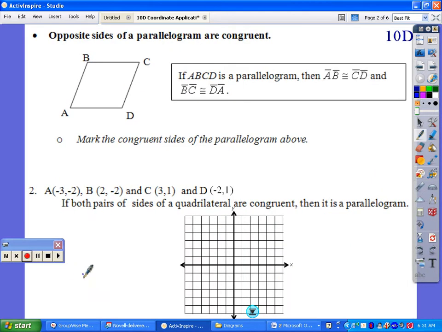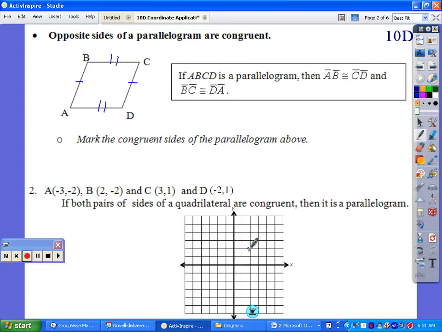The second reason we looked at was opposite sides of a parallelogram are congruent. So if ABCD is a parallelogram, then AB has to be congruent to CD, and BC has to be congruent to DA. So we want to mark the congruent sides. So I'm going to mark AB and CD with 1 mark and BC and AD with 2 marks.